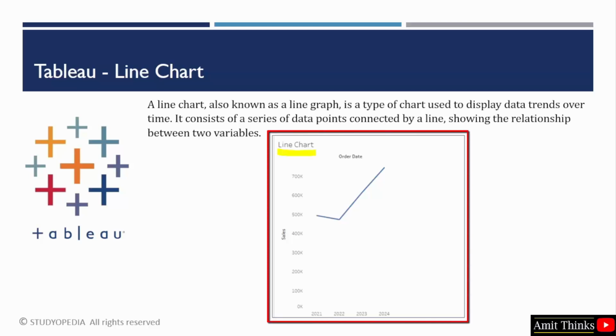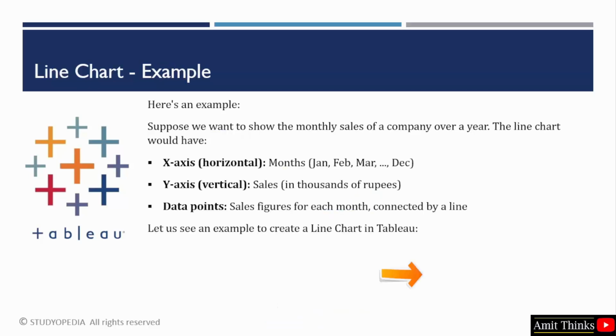For our example, we will create a sales trend line chart in Tableau. But before that, we can also see another example. Okay, let's say you want to display the monthly sales of a company over a year. So for the x-axis, that is the horizontal axis, we can take months from January to December. For the y-axis, that is vertical, we can take the sales. For the data points, we can add the sales figure for each month. That is connected by a line in a line chart.